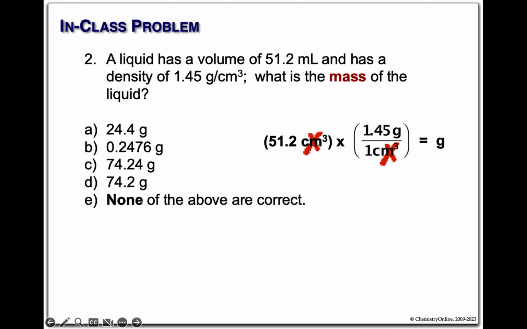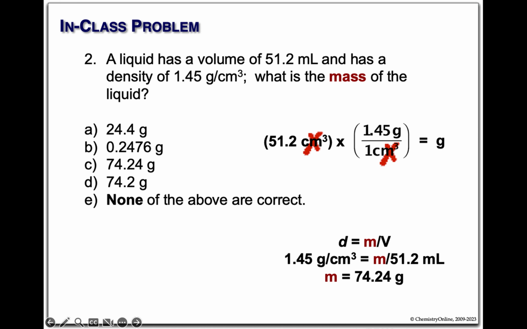We can also do this with the formula. Looking for mass, substitute in, density multiplied by volume gives us 74.24. So, what's the answer? Nothing turned yellow, did it? We have 74.24, and 74.2, which is it? 0.2. 3 significant figures, 3 significant figures. That's the answer.